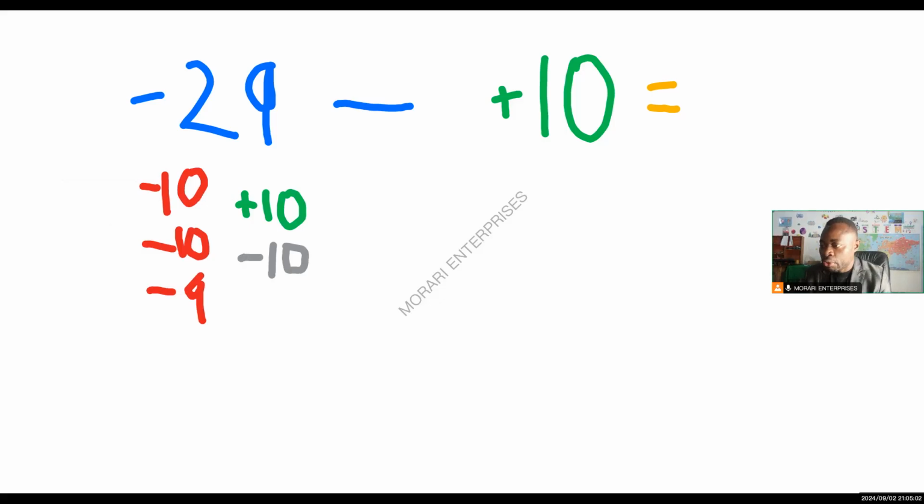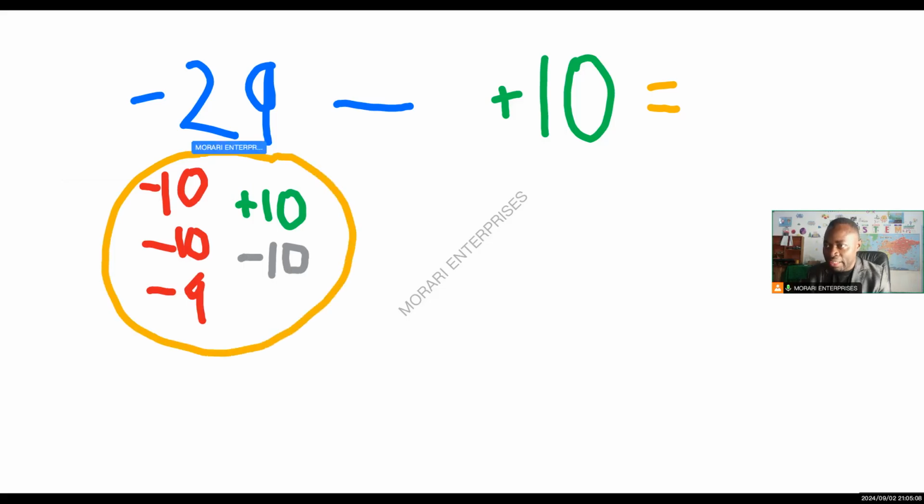All right. So like that, we can now say, do we have a positive to remove now in our -29? Because this part is 0, we still have our -29. So yes, we have a +10 to remove. So we just remove the +10. And now your answer is what? -10, -10, -10. So those are -30. And then with -9, that is -39. So your answer is -39.